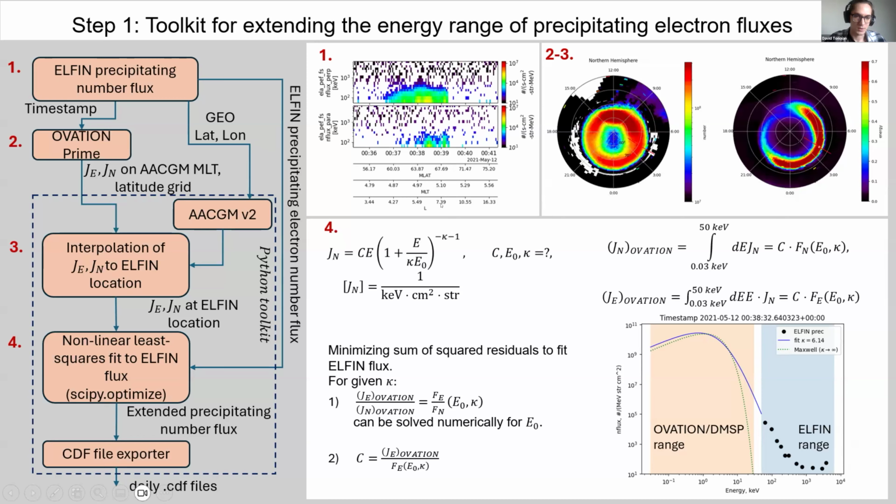And then, since we have this number and energy flux, we can try to reconstruct, using some theoretical model, the distribution of precipitating energy fluxes at lower ranges. So it's just a nonlinear least squares fit to Elfin data for this parameter kappa, and the other 2 parameters are just connected through some equations that we can solve numerically. And ideally, this should be exported as CDF files that we later plan to upload to the Elfin data service. And it's actually the second step.